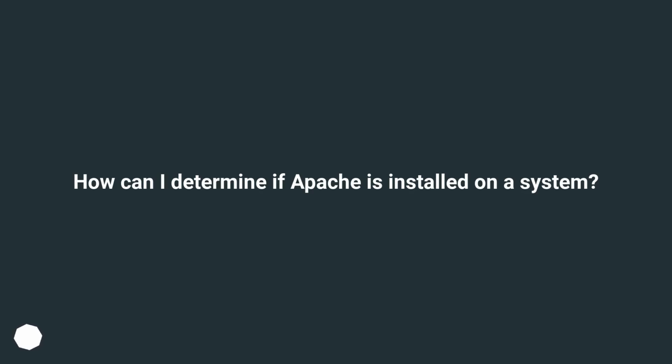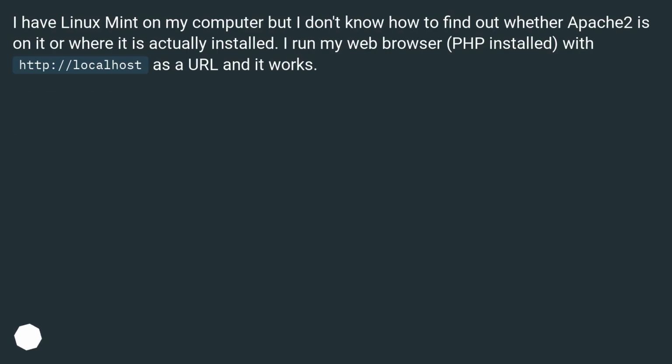How can I determine if Apache is installed on a system? I have Linux Mint on my computer, but I don't know how to find out whether Apache 2 is on it or where it is actually installed. I run my web browser, PHP installed, with http://localhost as a URL and it works.